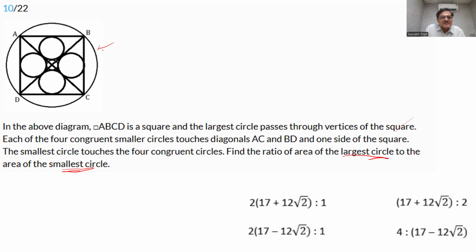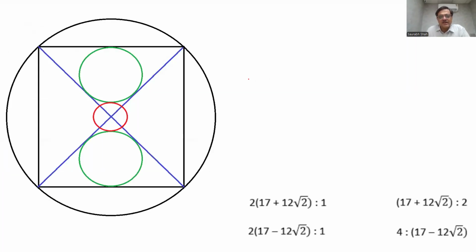So if I say the largest circle has a radius R, the area would be pi R squared. And if the smallest circle has radius r, then the area would be pi r squared. So we are looking at R by r whole squared. Okay, I have got a figure which looks a little better than this. The lines are too thick and look small. Let's have a bigger picture. Okay, so all we need is R by r whole squared.